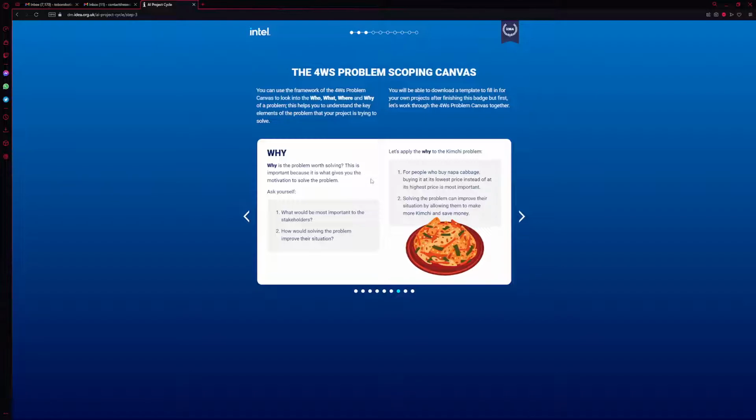Why? Why is the problem worth solving? This is important because it is what gives you the motivation to solve the problem. Ask yourself, what would be the most important to the stakeholders? How would solving the problem improve the situation? Let's apply why to the kimchi problem. For people who buy the Napa cabbage, buying it at a low price instead of at the highest price is most important. Solving the problem can improve their situation by allowing them to make more kimchi and save money.